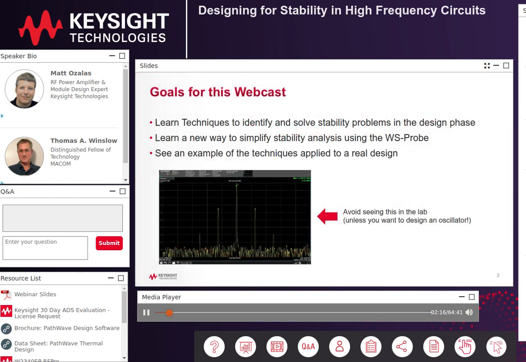The goals for this webcast will be to learn techniques that will help you identify and solve stability problems in the design phase early on, using a new impedance probe called the WS probe, and also to see an example of how this probe actually works in real life, so you can avoid, when you get into the lab with your circuits, having a spectrum like this pop up. That is, of course, unless you're trying to design an oscillator instead of an amplifier.